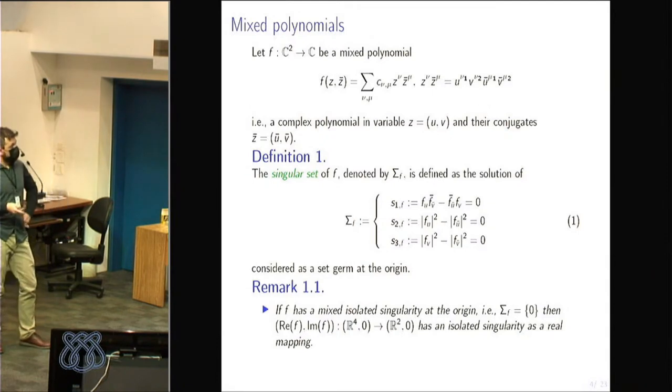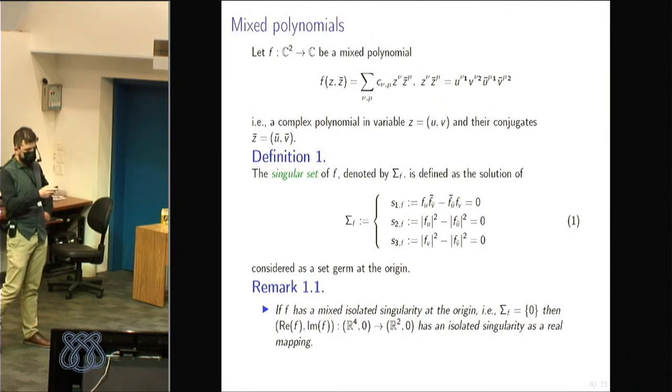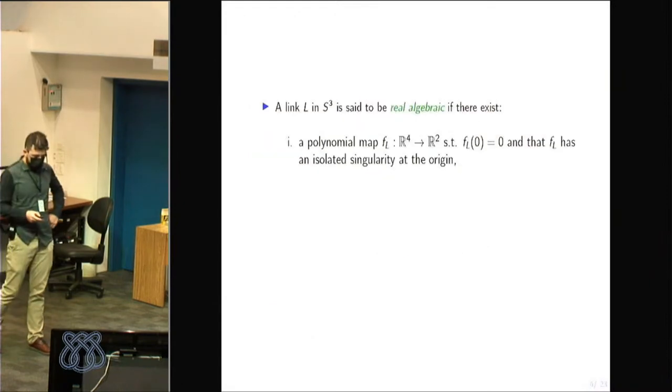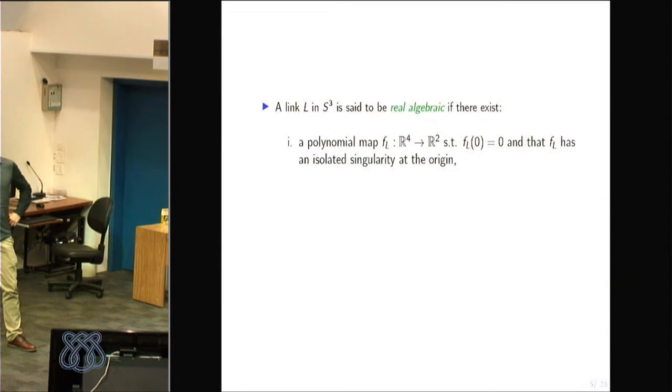An important remark is that if we have a mixed isolated singularity, meaning sigma F equals zero, then we can see F as a real polynomial map from R4 to R2. And this has an isolated singularity in the classical way, with respect to the real Jacobian, okay?